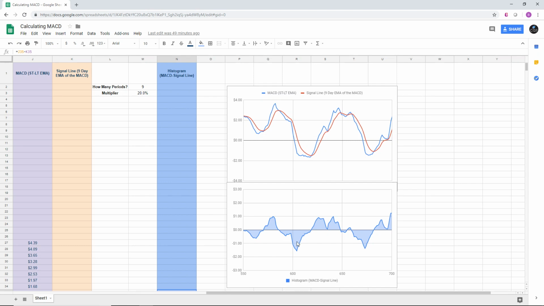Here I have an area chart, it's a little bit easier to see, but that is simply the MACD minus the signal line.